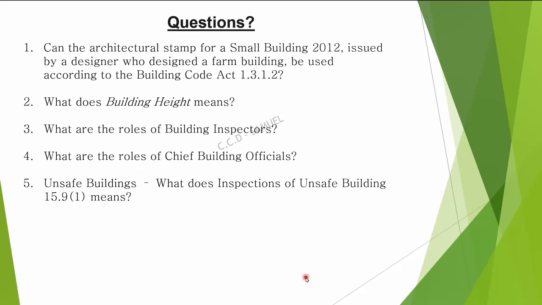Questions. Can the architect stamp for a small building 2012 issued by a designer who designed a farm building be used according to the Building Code Act 1.2.1.3? What does building height mean? What are the roles of a building inspector? What are the roles of a chief building official, CBO? And then it says unsafe building. What does inspector of unsafe building 9.9.1 mean?